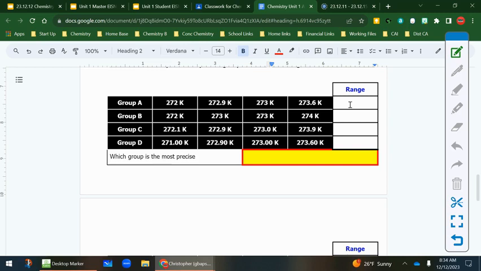Celsius, hit Control and the period key. Type in a lowercase o. Hit Control and the period key again. Type in a capital C. Yes.